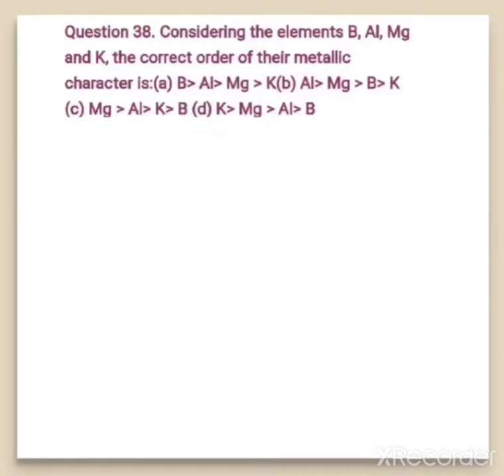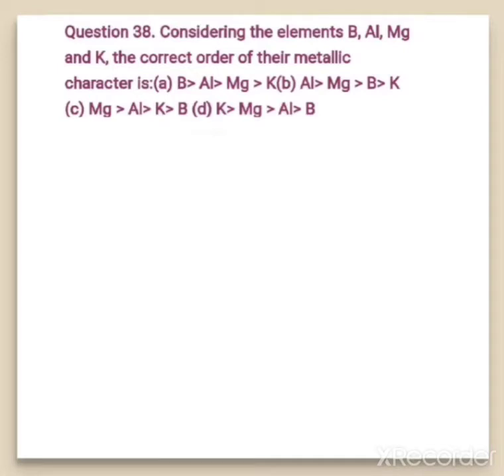Next problem, that is a text exercise question number 38. Considering the elements boron, aluminium, magnesium and potassium, the correct order of metallic character. So you have to find out which is the correct order of metallic character for these elements. It is actually a multiple choice question. You have to identify the correct option.